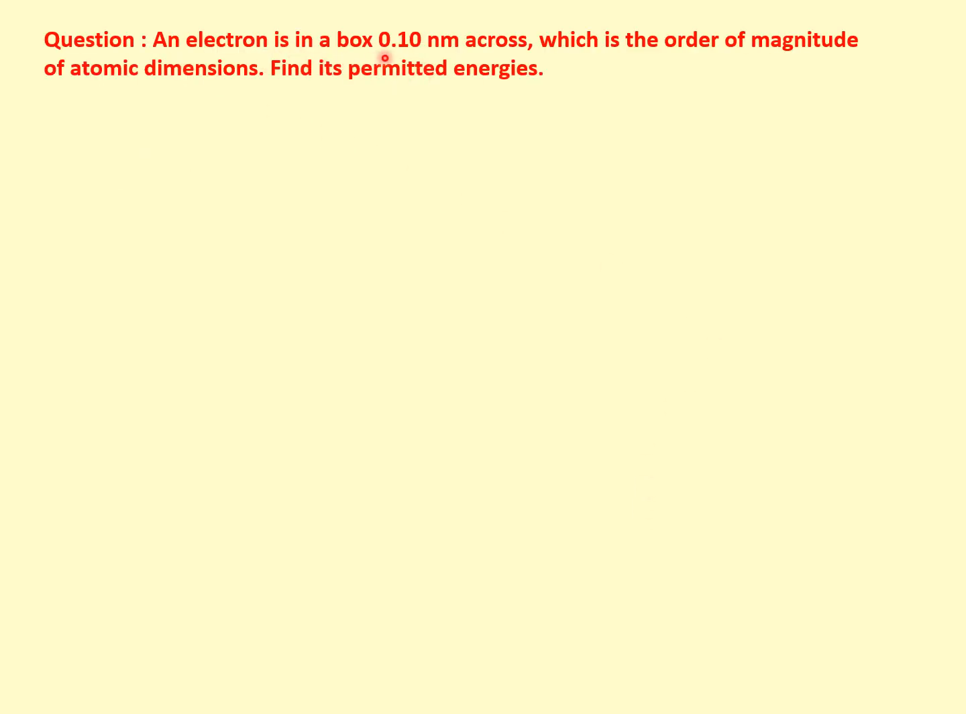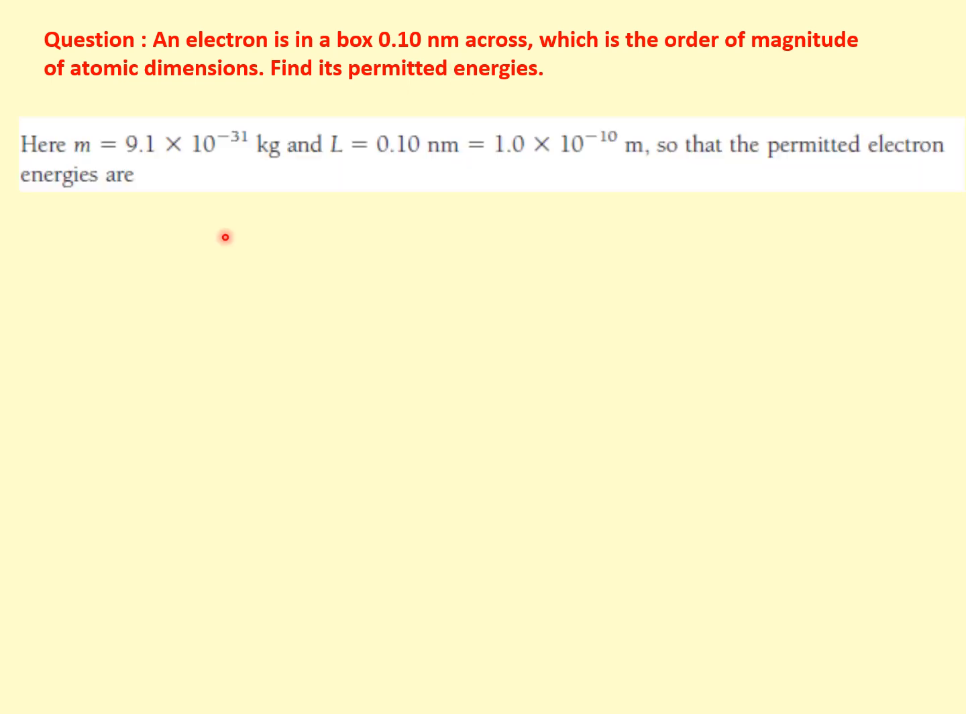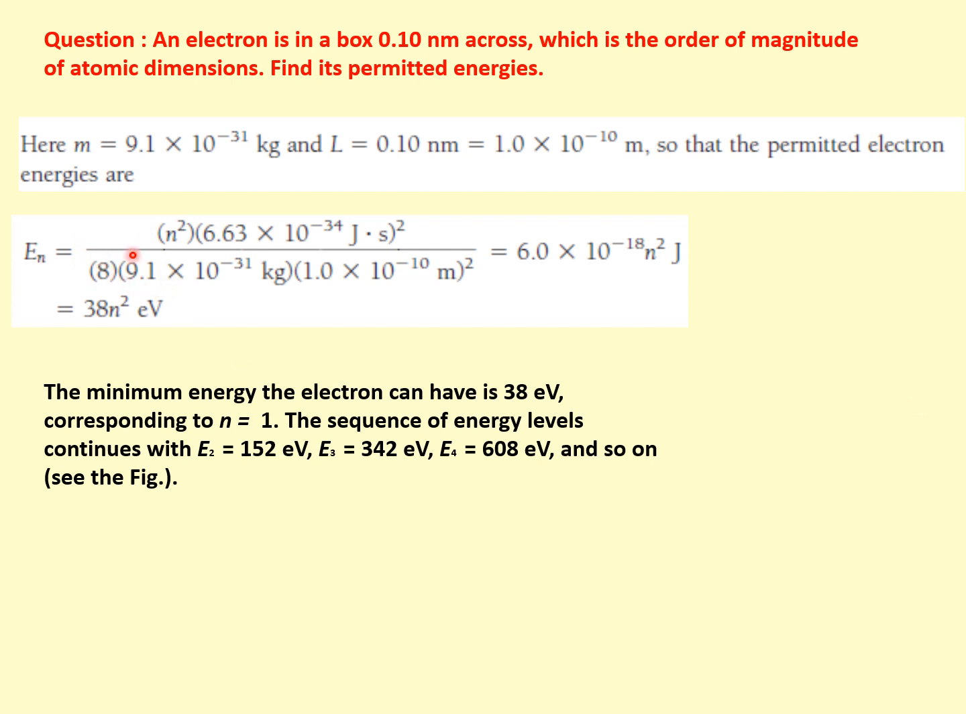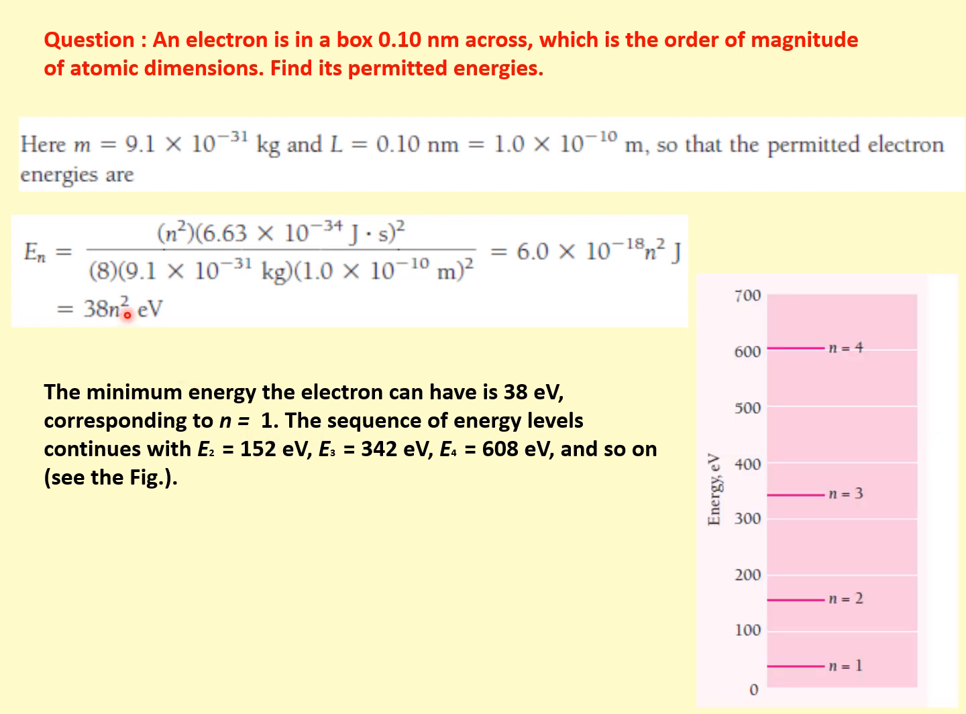Here is an example. An electron is inside a box of 0.1 nanometer, which is of the order of atomic dimension. So we can compare it to an electron inside the atom, and ask what its energies will be. We will use the formula for a particle inside the box, En equal to n square h square by 8 m L square, where the mass of the electron and the length are given. If we put these values, the joule can be converted into electron volt. So En equal to 38 n square eV. For n equal to 1, it is 38 eV, and for n equal to 2, it is 2 square, which means 4 into 38, that is 152 eV. So there are different, discrete energy states for different values of n inside the box, or when the electron is inside an atom, it will have discrete energies.